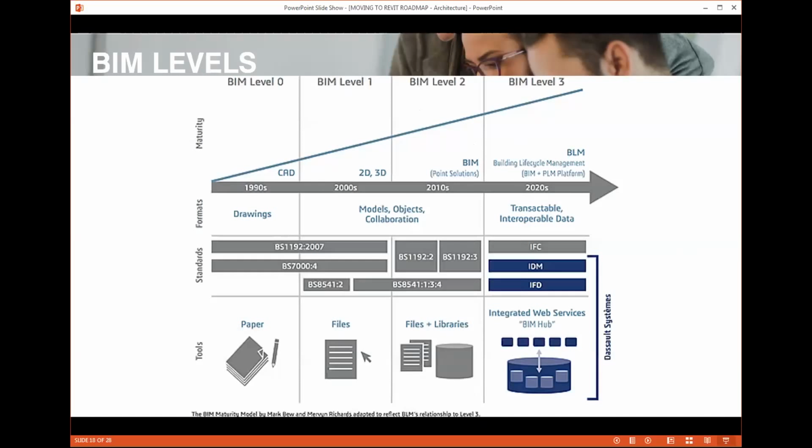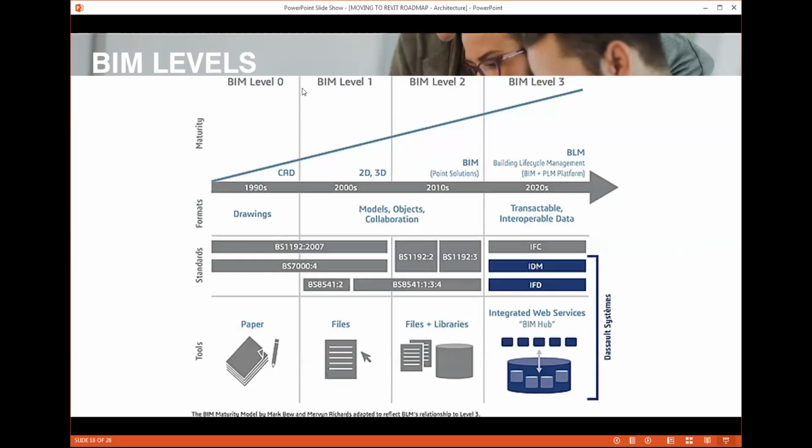But BIM level 3 is when everybody in the team is on BIM. So you're working on building lifecycle management. You have integrated web services, BIM Hub, which, as far as Autodesk is concerned, will now be the BIM 360 family, right? So this helps them to determine where they are.